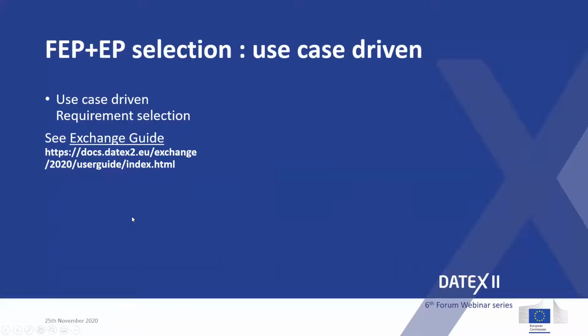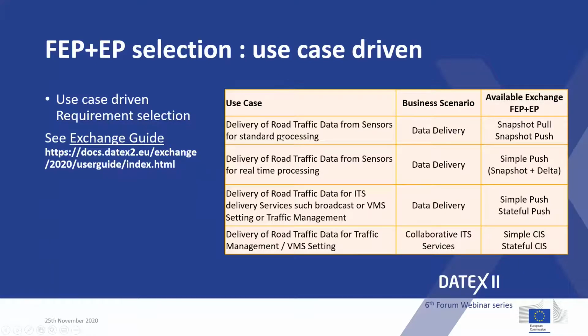How to choose between the different functional exchange profiles and exchange patterns that we provide? We have a vision on the exchange guide depending on the use case for which the delivery is done. You can choose simply snapshot pull and snapshot push when you have to deliver, for instance, traffic sensor data for standard or real-time processing. For standard processing. If you have more need of timely information, you could use a push and snapshot and delta update. But if you want to deliver, for instance, traffic management information to raise a traffic management operation, you need to go to the stateful and simple or stateful CIS for better management.